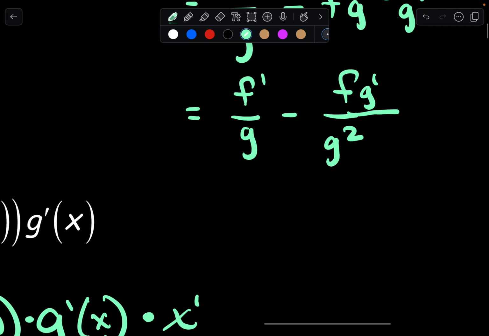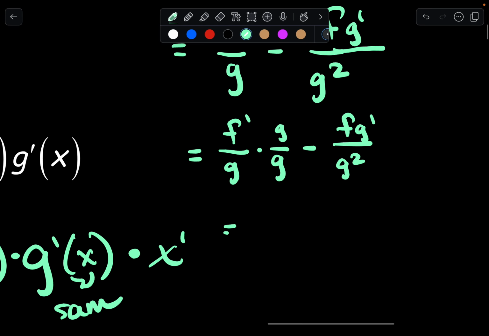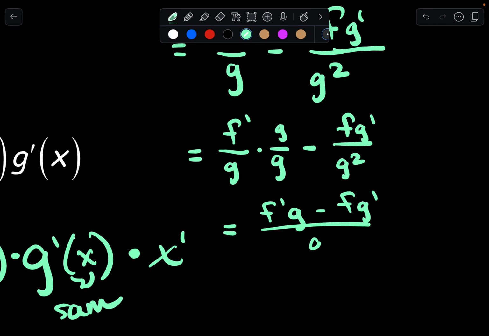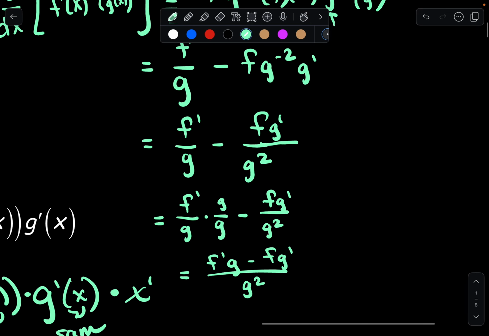Now, in order to combine this into one term, we need to have a common denominator, so we'll have f prime over g times g over g to get that g squared denominator minus f of g prime over g squared. And if we combine them, we have f prime of g minus f g prime over g squared. And that is the quotient rule, okay?